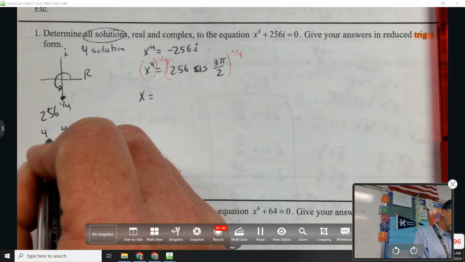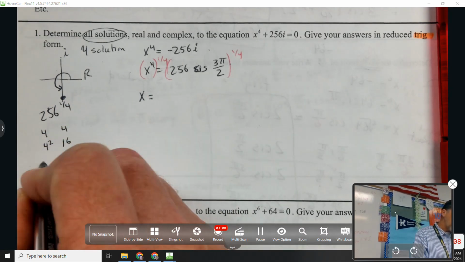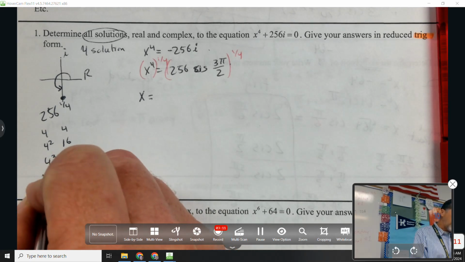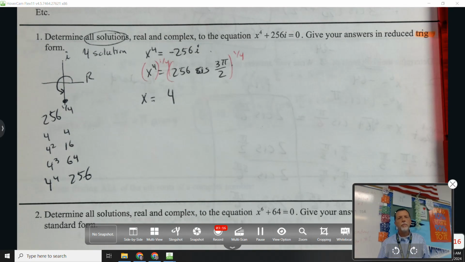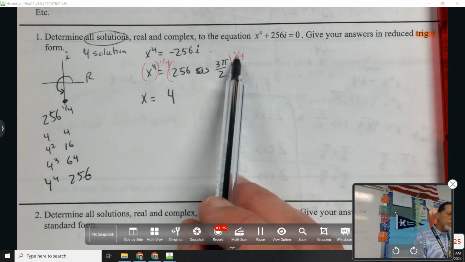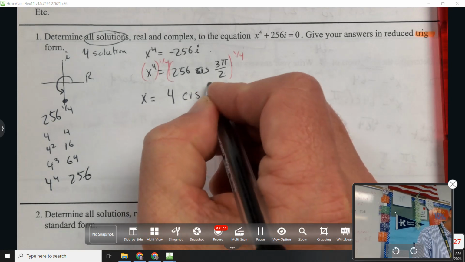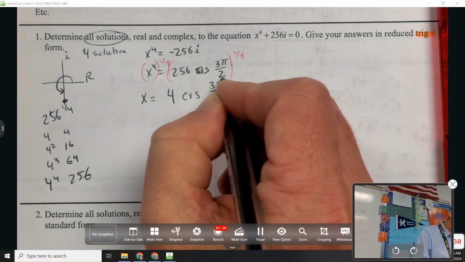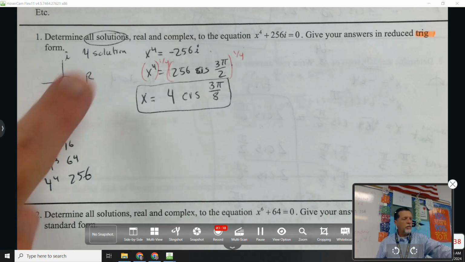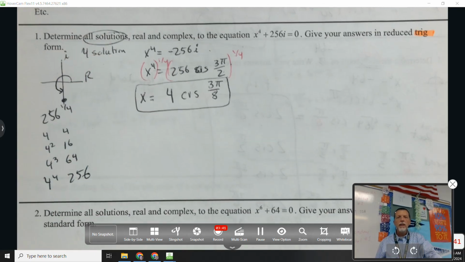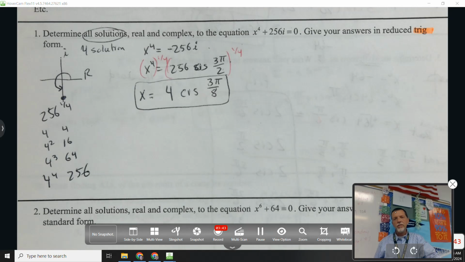4 to the 1st is 4. 4 squared is 16. Yeah, so 256 to the 1/4 is 4. And then what do I do with that angle? Multiply it by the power. So 3 pi over 8. Friday we called that the principal root, the first root, the first answer we get. We know that's not our only answer because there are more to be had. How do I get to the other 3 answers?